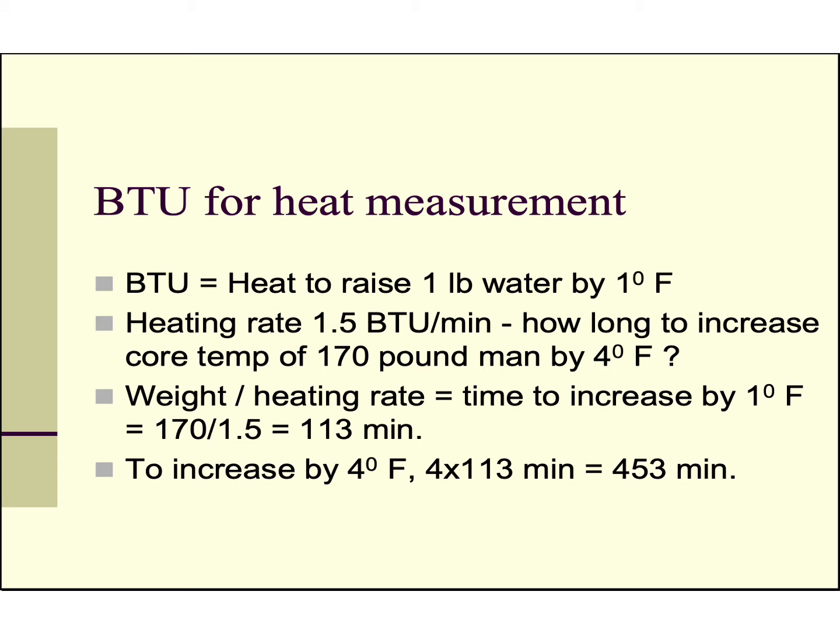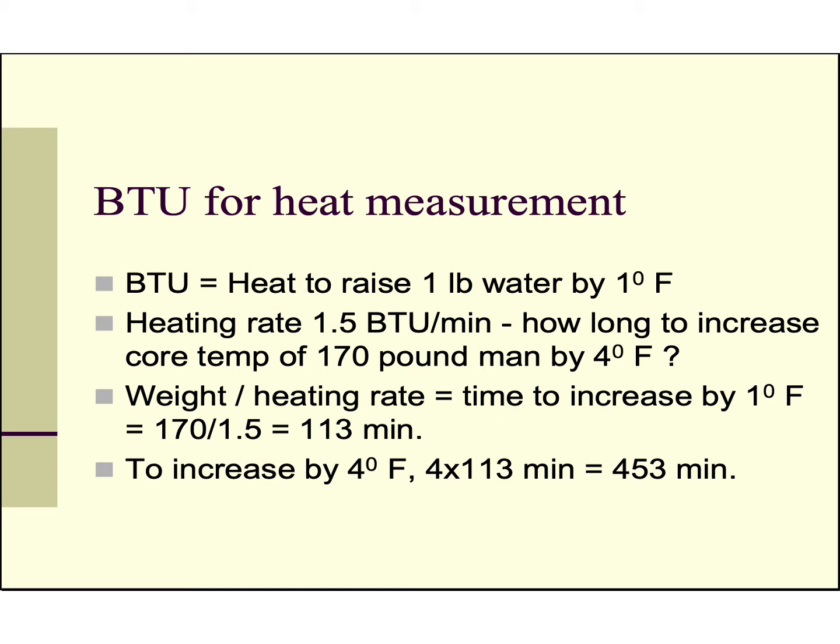Well, people are not water, but they're a lot like water. We're mostly water. So we can at least approximately divide the weight of the person by the heating rate to give the time to increase by 1 degree Fahrenheit. So we take our 170 pounds divided by 1.5 BTU per minute, and that will give us 113 minutes. Now you notice I didn't write the units in there because there's some funny stuff going on, but anyway, it works out. So it would take 113 minutes at this heating rate to increase the core temperature of this individual by 1 degree Fahrenheit.